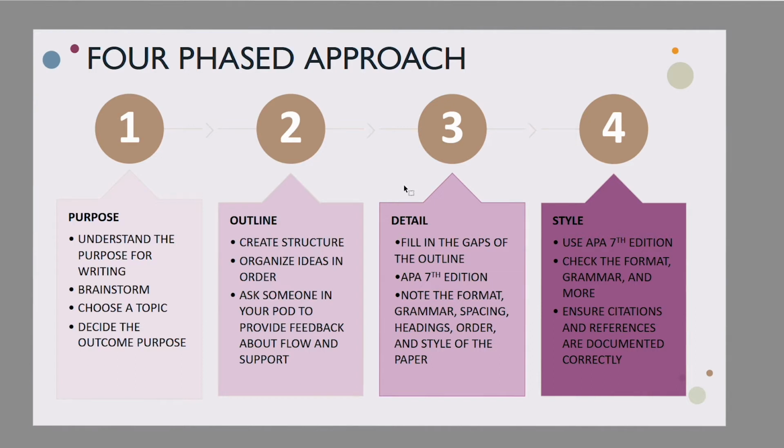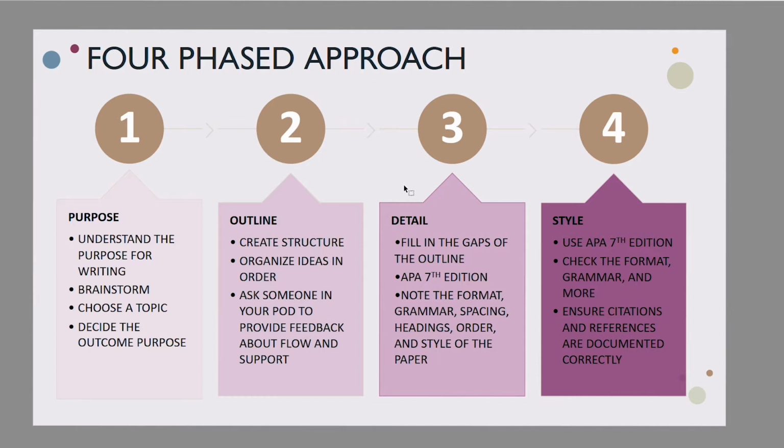Phase 2. We focused on outline. Outlining helped us to create a structure. It helped us to organize our ideas in order. It helped us to really think deeply about the parallelism of what we were trying to get across in our purpose. We asked someone in our pod, our group that we're associated with, to take a look and provide feedback about our flow and our support.